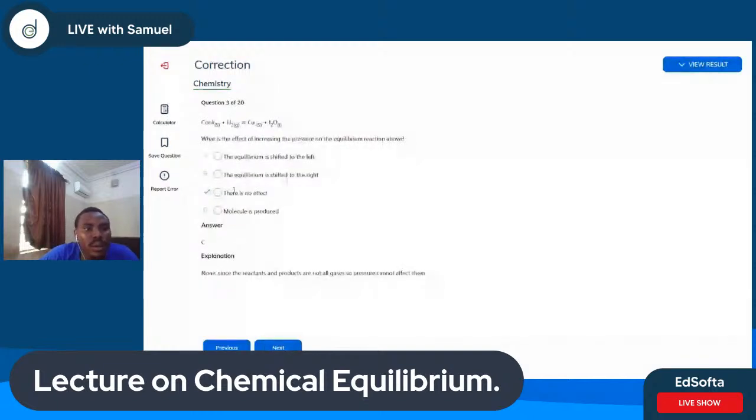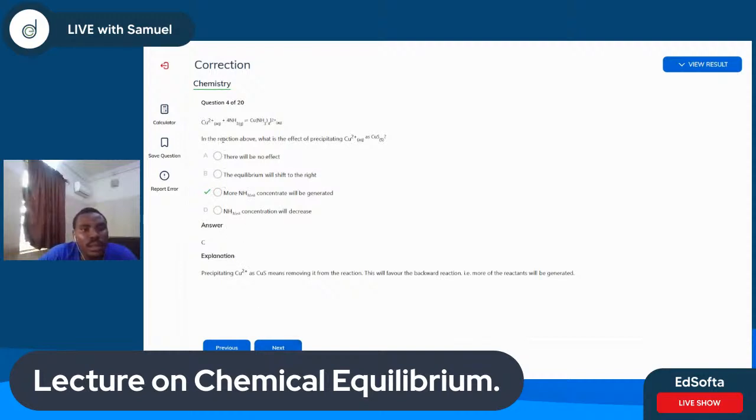What is the effect of increasing the pressure on the equilibrium reaction? Look at it: this is one, and this is one. That's one volume, that's two. And look at this: there are solids in the reaction. The reaction is not a gaseous reaction, so pressure cannot affect it. So there's no effect of pressure because there are solids in this reaction.